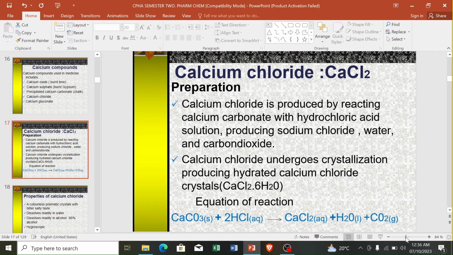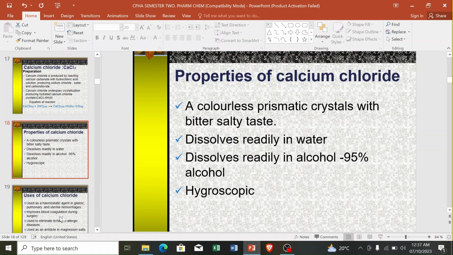This is what happens and this is how it looks. Make sure that you balance them and make sure that any equation that you write has states. So this is a solid state, this is aqueous, this is liquid, and this is a gaseous state. So after we have formed this, we need to hydrate it to get water of hydration. And here specifically we are having 6 molecules of water of hydration. So let's look at properties of calcium chloride.